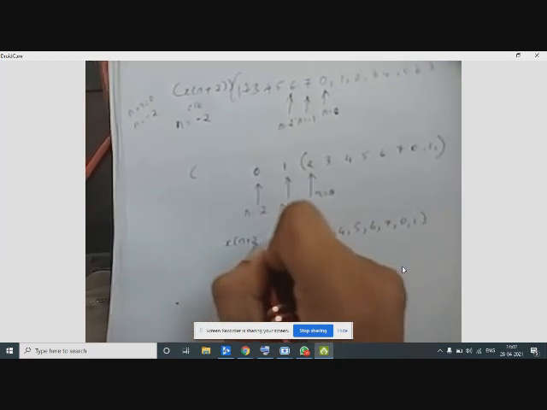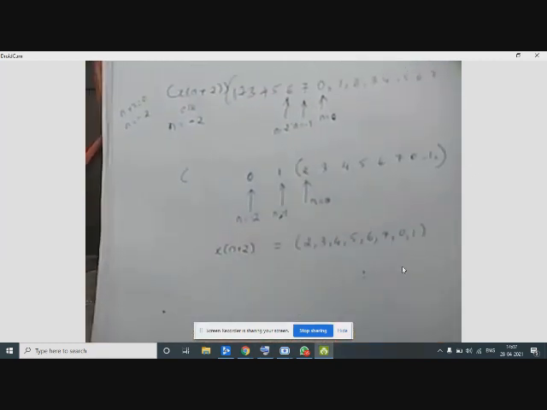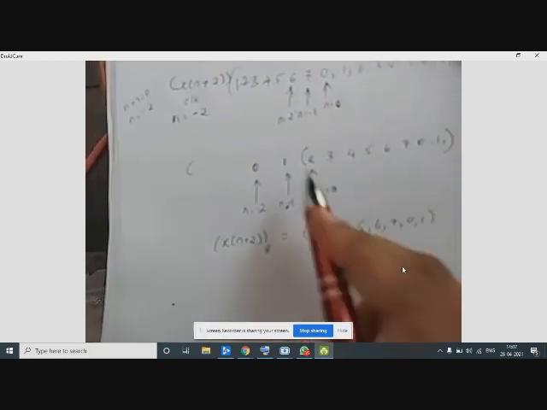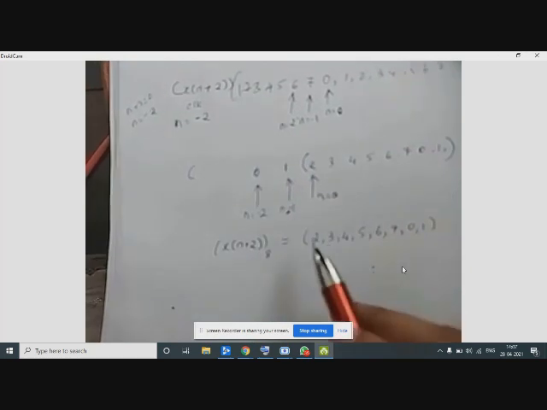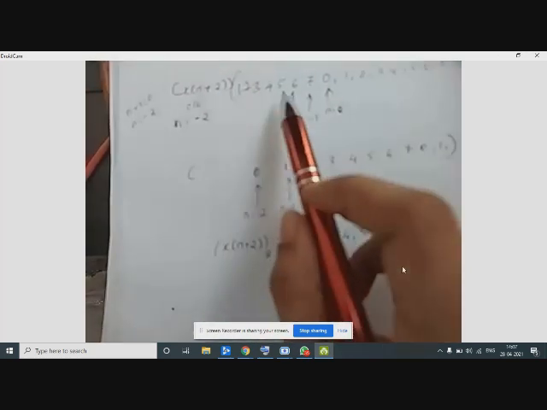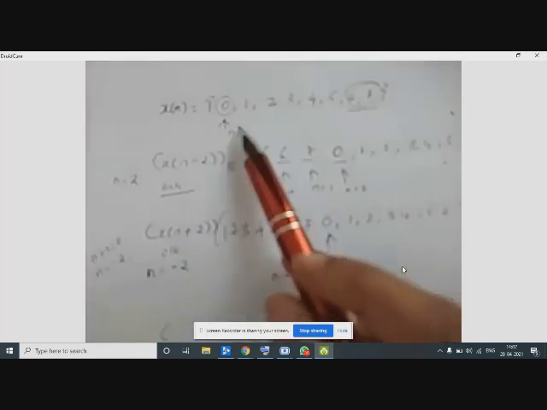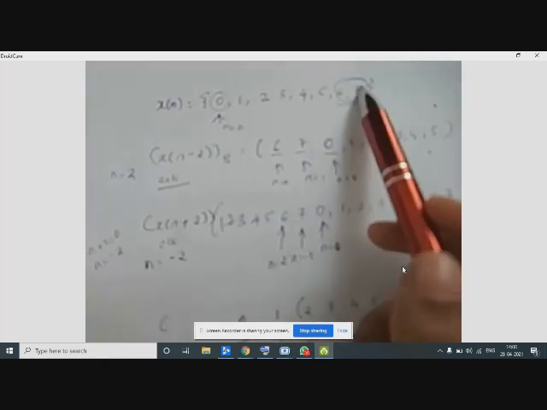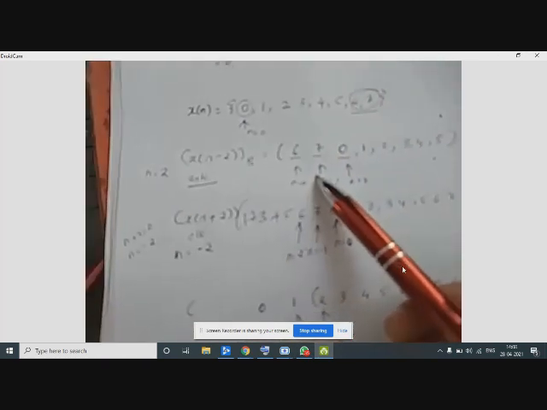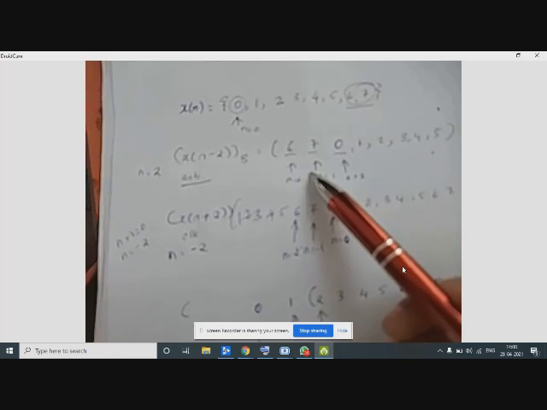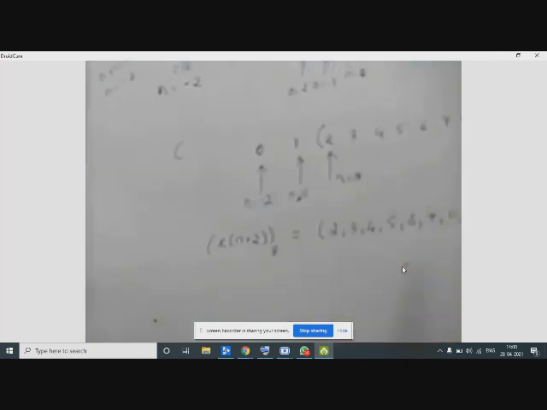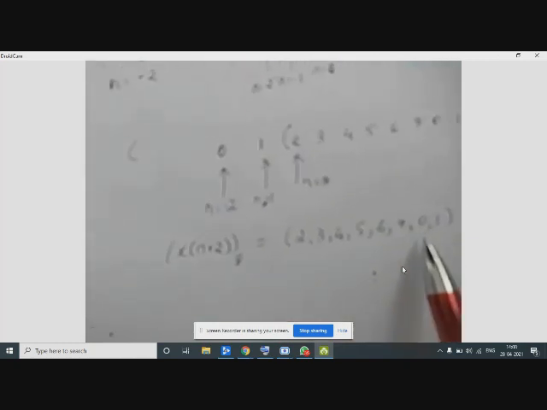So this is x of n plus 2. Okay, x of n plus 2 is this. So what has happened? In short, because you have circularly shifted it, what has happened? N plus 2 means you are going to take, this is your original value, x of n, 0, 1, 2, 3, 4, 5, 6, 7. For n minus 2, the last two values will shift to the first. For n plus 2, what happens? First two values got shifted to the last.